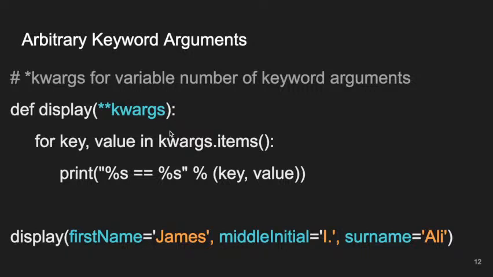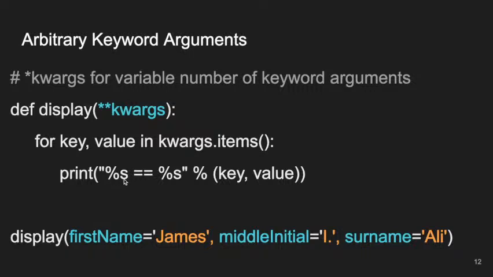So for the keyword arguments, you access all the items with the dot items function. You can now get the key and the value from that. So keyword args dot items will give you all of this, and then you can also get the key and value from that. That's why we use the items function. And then you can print a message or do whatever you need to do.